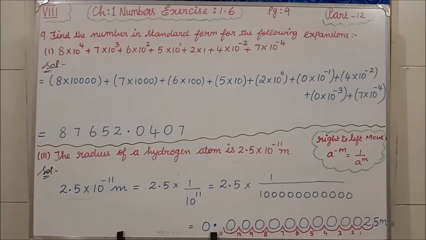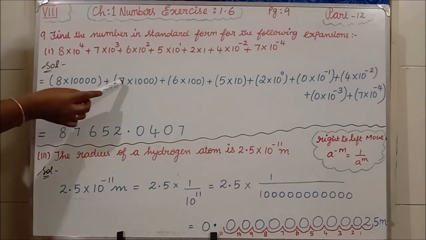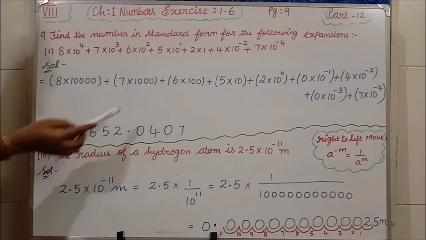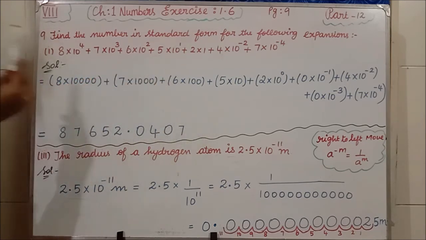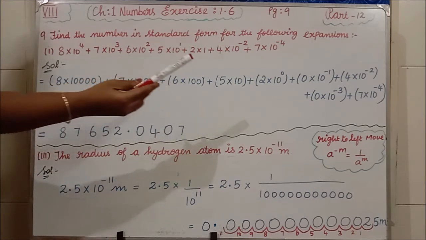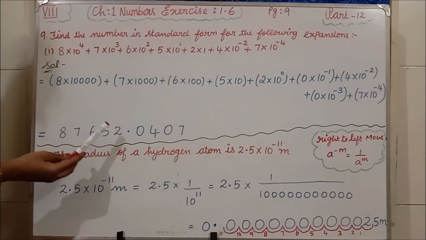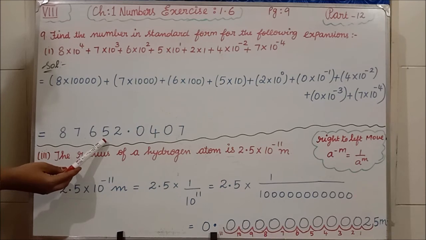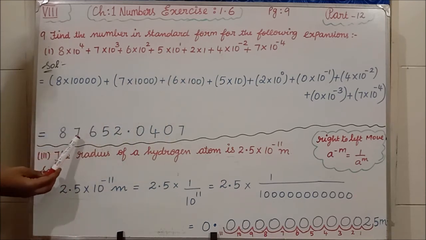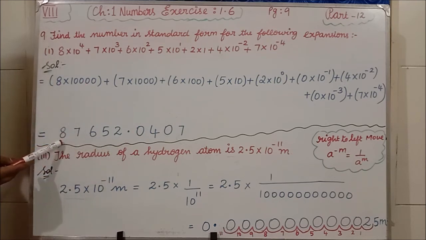Clear? Now we'll see what is coming before the decimal. Before decimal it is coming in the correct order. So we have to just write 8, 7, 6, 5, 2. I am writing. Okay, 2 is in the ones place. 5 is in tens place. So correctly it is coming. 6 in the hundreds place. 7 is in thousands place. 8 is in 10,000 place. So we have written correctly.